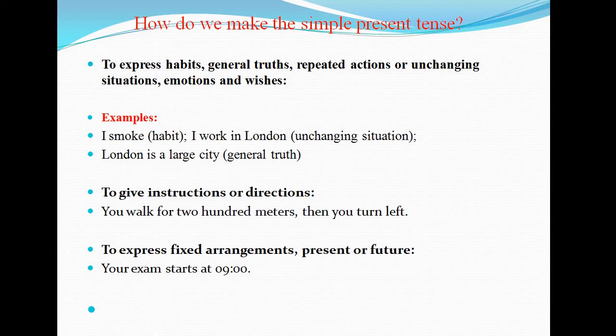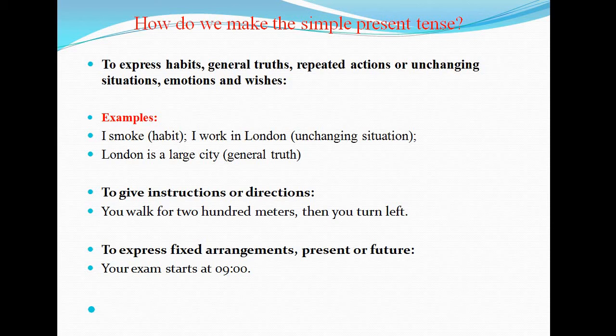To express habits, general traits, repeated actions, or unchanging situations, emotions, and wishes. Example: I smoke, it's my habit. I work in London. This is an unchangeable situation. I cannot change it. London is a large city. It's a general truth. I mean, it doesn't mean fake or something like that.